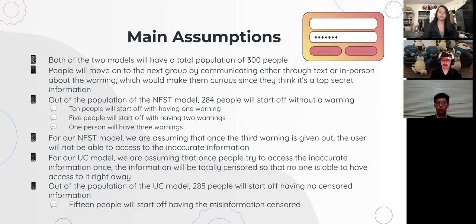For our UC model, we are assuming that once people try to access the inaccurate information once, that information will be totally censored, so no one will be able to have access to it. And for the UC model, 285 people will start off with no censored information. 15 people will start off with the misinformation censored.